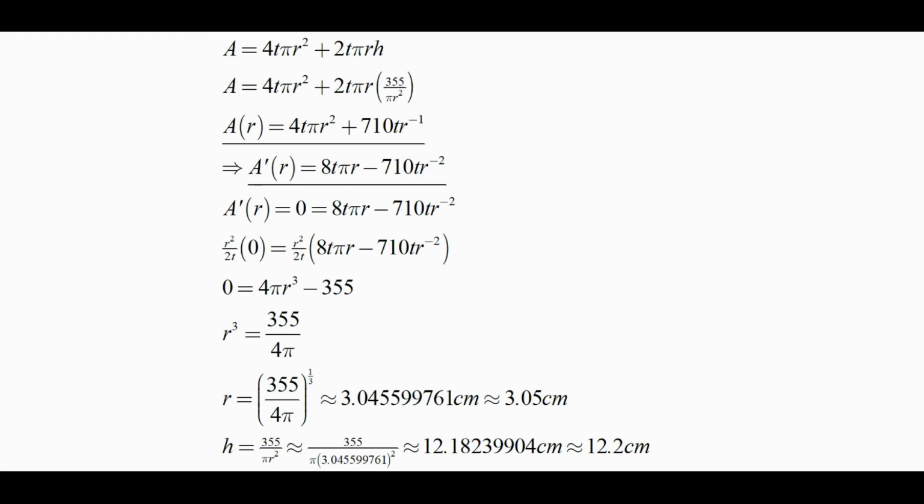And I challenge you to actually get a soda can out and measure it. And I think you'll find that this is pretty darn close. Even though it's not a perfect cylinder, you're going to see that you get really close to a radius of around 3 and a height of around 12 centimeters.